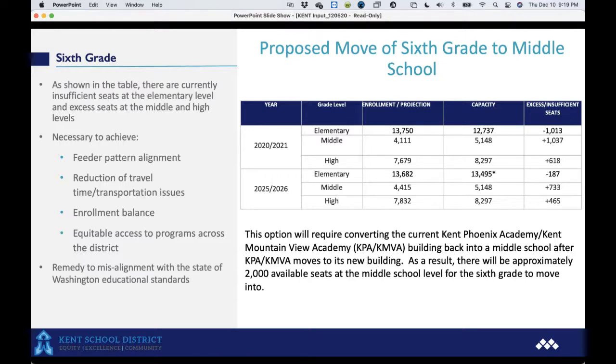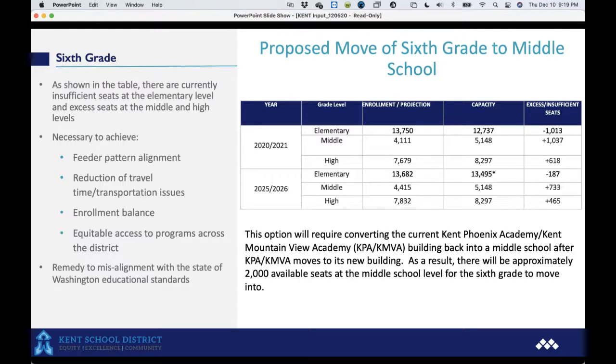It also helps to remedy misalignment with the state of Washington educational standards. The state of Washington's educational standards and their assessment standards right now structure K through 5, 6 through 8, and 9 through 12 grade bands. And if you look at the table there, especially the far right-hand side, you'll see that there is little more than 1,000 fewer seats than students at elementary school, and that does include those portables.